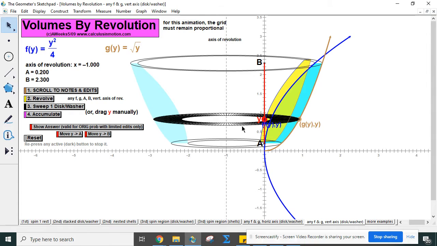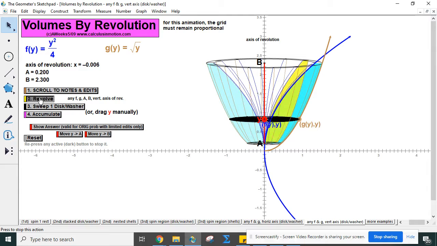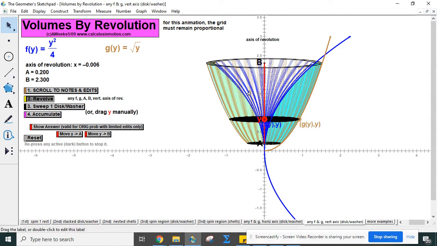Okay, and let's see. Okay, this is a horizontal axis of revolution. Let me reset it. Okay, so here's my axis of revolution. I have it right there on that point A. Let's make it on that point A. Here it is. Okay, and now let's revolve. It's creating like a funnel in the middle. And then I've got a cup looking on the outside.